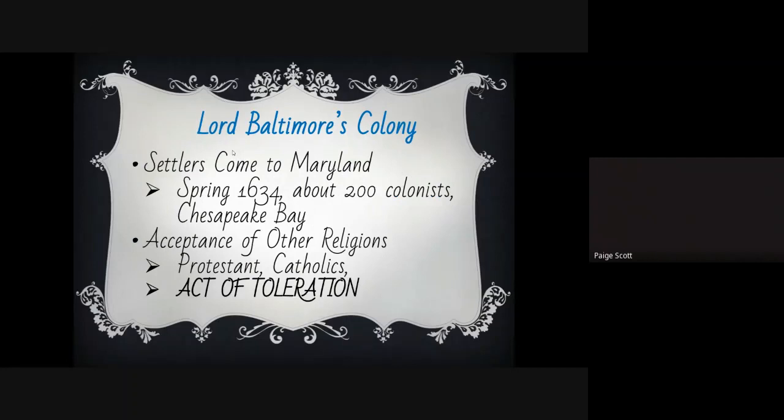So with Lord Baltimore's colony, settlers came to Maryland. Whenever they did arrive, it was in spring of 1634 with about 200 colonists near the Chesapeake Bay. With Lord Baltimore's colony, we will see that he created a colony to help Catholics escape religious persecution. But later on in its years, they did begin to accept other religions. One of the religions that they began accepting were Protestants. And here we will talk about the Act of Toleration.